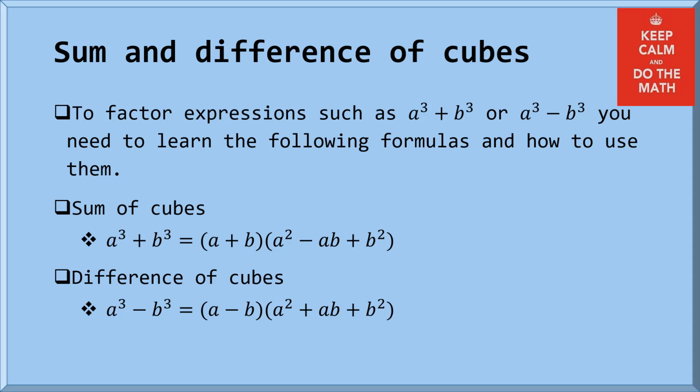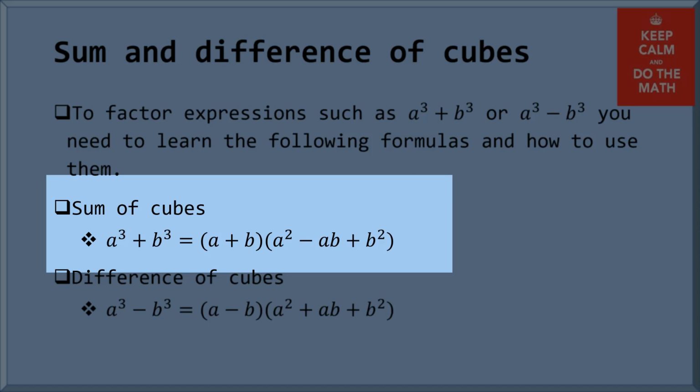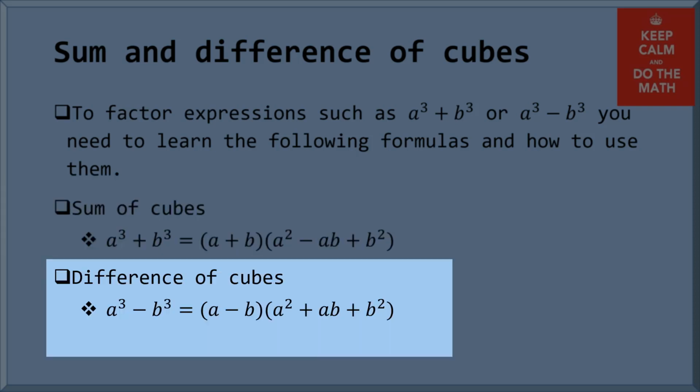In this video, we're going to discuss the sum and difference of cubes. So to factor those expressions, such as a cubed plus b cubed or a cubed minus b cubed, you need to learn the following formulas and how to use them. The sum of cubes formula is, given a cubed plus b cubed, it factors into a binomial of a plus b times, in parentheses, a trinomial of a squared minus ab plus b squared.